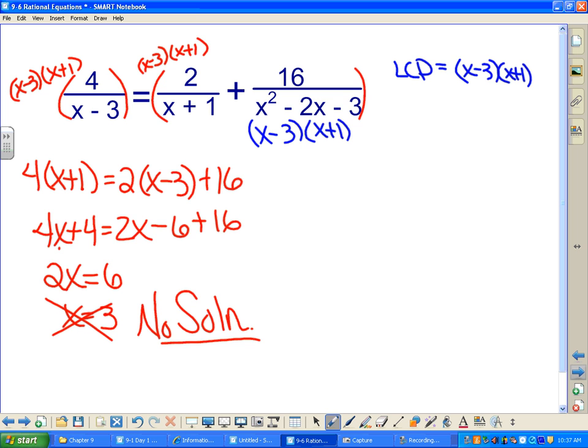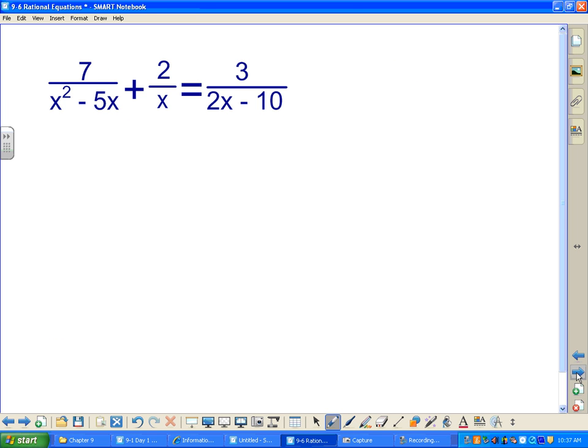Take a minute and do this one on your own. 7 over x squared minus 5x plus 2 over x equals 3 over 2x minus 10.